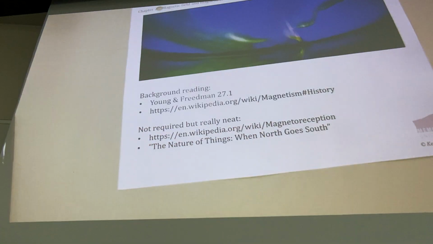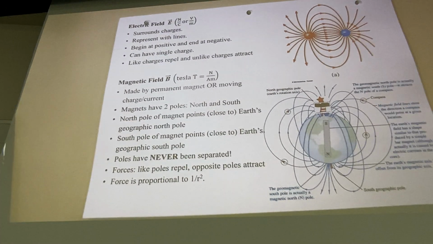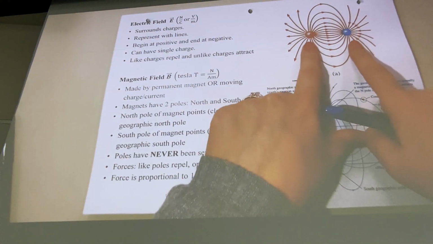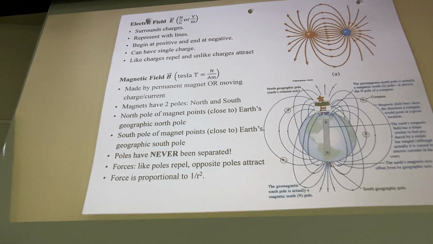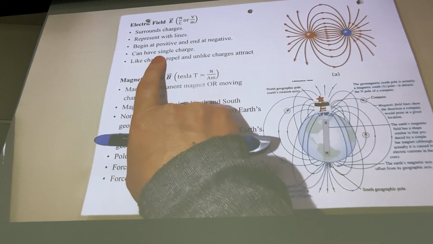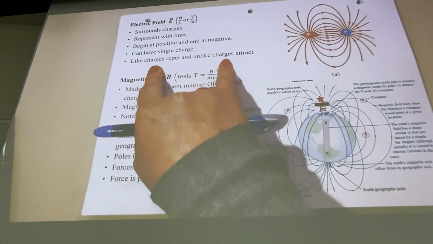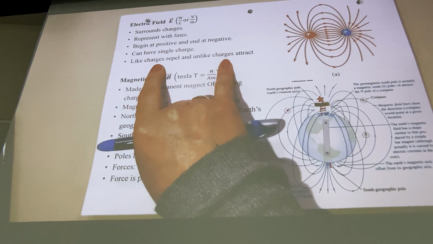So let's do a very quick recap of what we did about electric fields. We said that electric fields surround charges. We represent electric fields with electric field lines. We draw these maps. We know that electric fields start at a positive and go into a negative. We know that we can have a single charge, a proton by itself, or an electron by itself. We know that there are forces between charges where like charges repel and opposite charges attract.